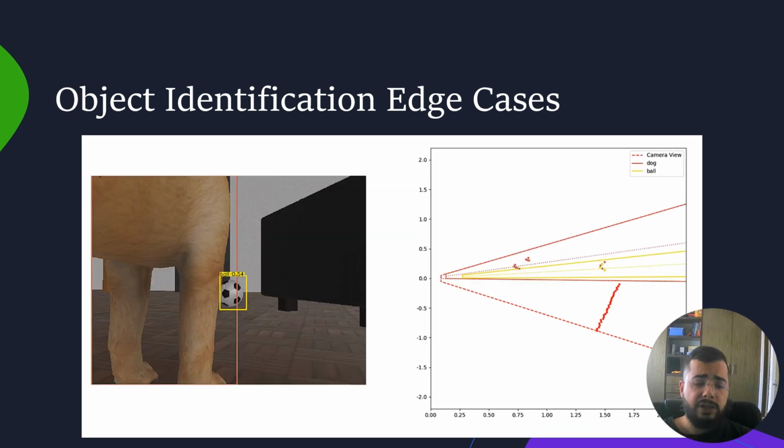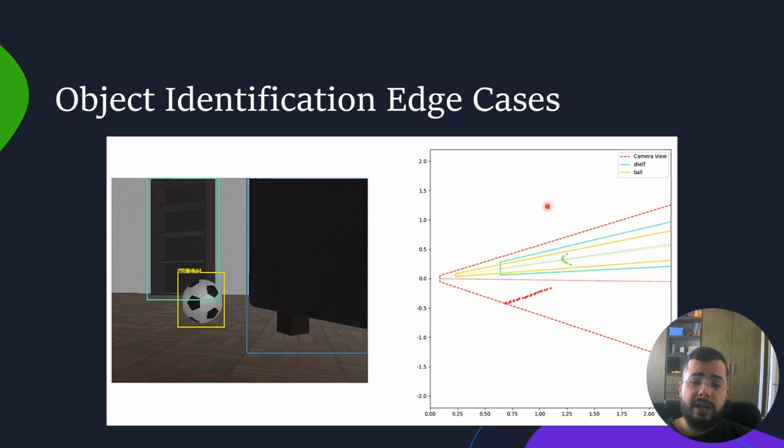The second edge case is when the projection of one object that is in front overlaps with the projection of another object that is behind. Here in this case, for example, the dog, although we have a series of points right here that correspond to the dog, the series of points right here will correspond both to the dog and to the ball. A similar thing happens when an object is detected both by the camera and by the lidar, but its bounding box overlaps with that of an object that is too far away to be detected by the lidar. In this case, for example, these points right here would be identified both as a ball and as a shelf.